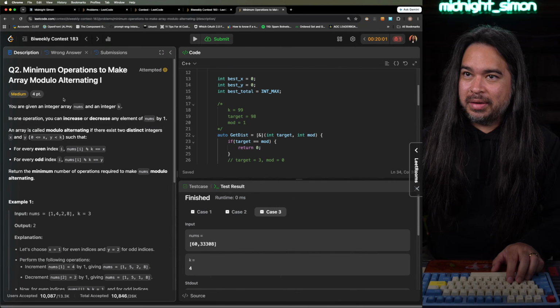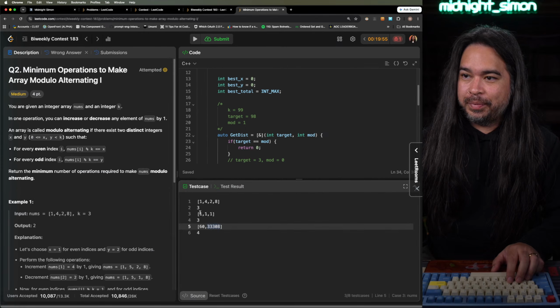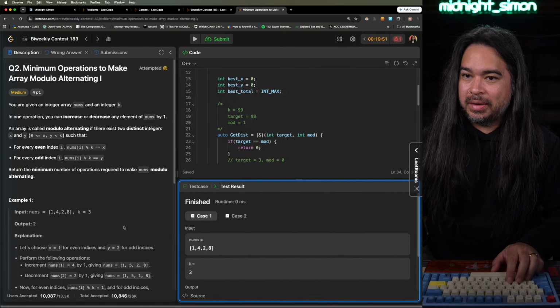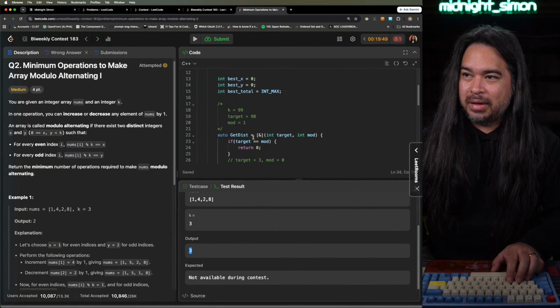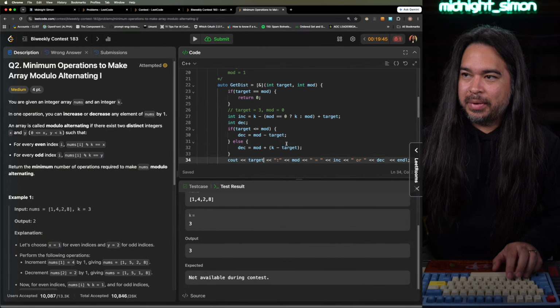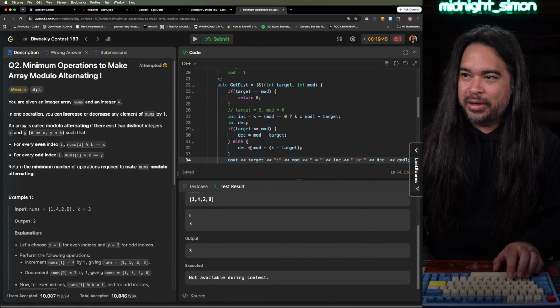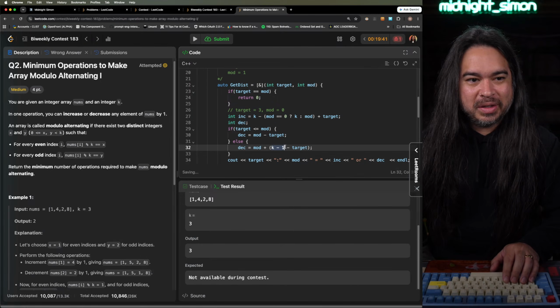I think I gotta reset these test cases. All right, so something is funky with whatever I'm doing here. Sometimes this K minus 1 thing works, sometimes it doesn't.